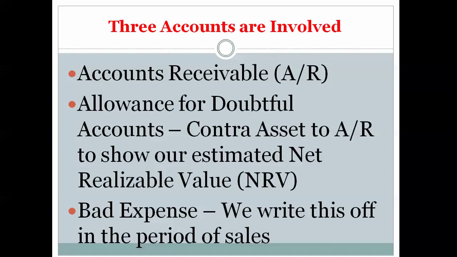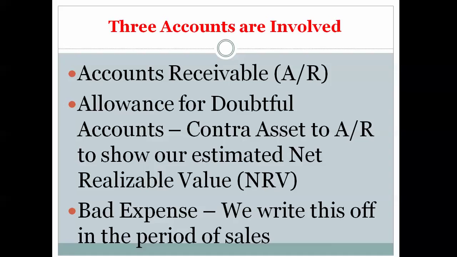Then we're going to set up another account, and that is called the allowance for doubtful accounts. It also can be called the allowance for bad debts. And we call this a contra asset account. And remember, we've heard this term before with the depreciation account, the accumulated depreciation. Contra asset accounts show us how much we expect the asset account to be reduced.